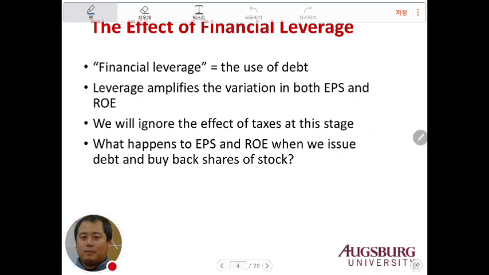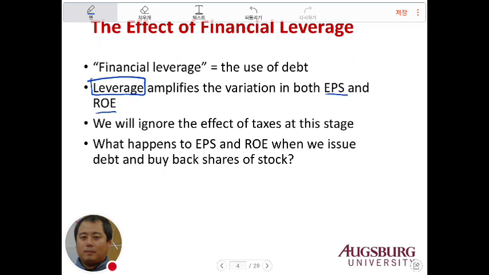So now let's see the effect of financial leverage. If we increase the debt, what happens? Using leverage amplifies the variation of both EPS and ROE. EPS is earnings per share, and ROE is the return on equity. This means that if you increase the leverage, then the volatility of both EPS and ROE actually increases.